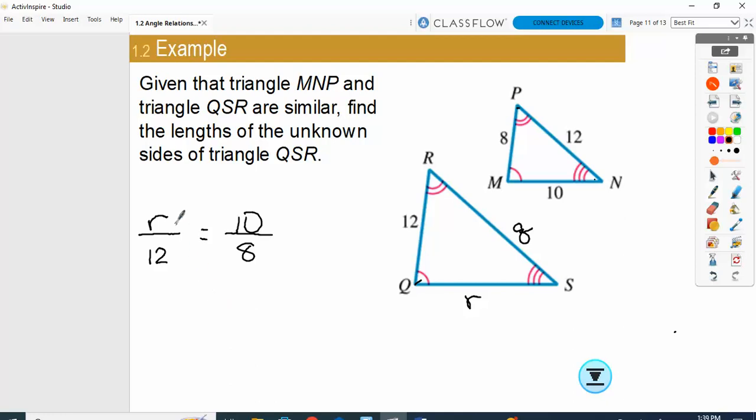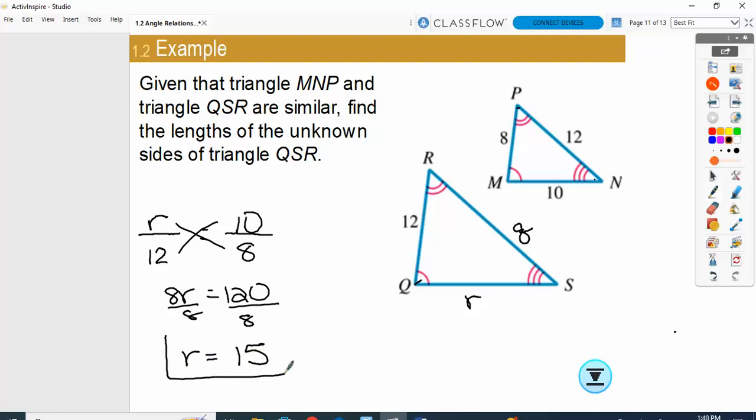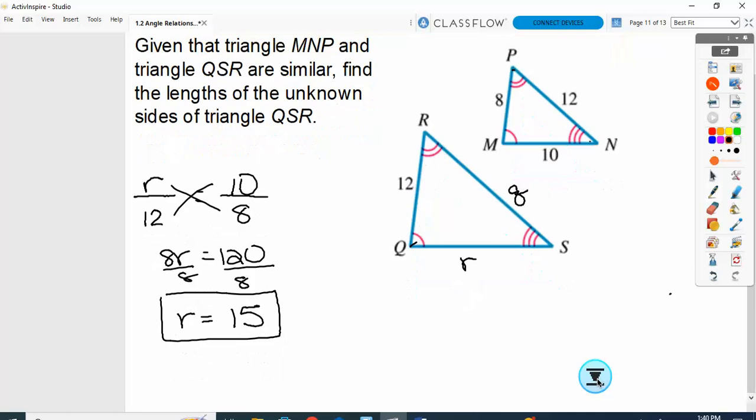Then how do you solve a proportion? So 8R equals 120, and side R is 15. So to find Q, we have to do the same thing.